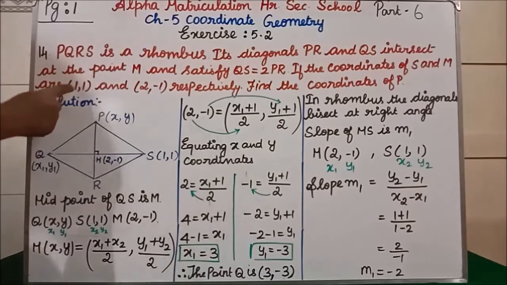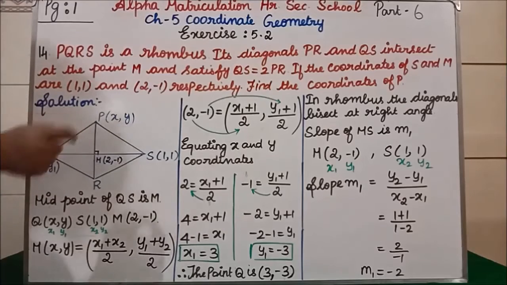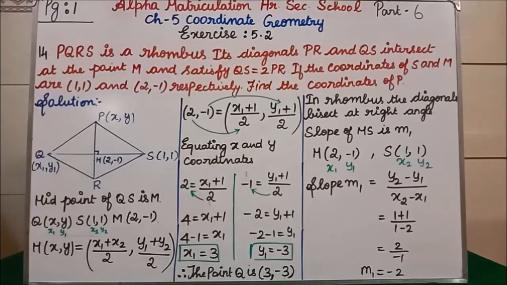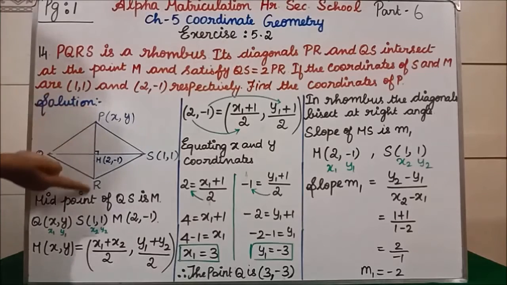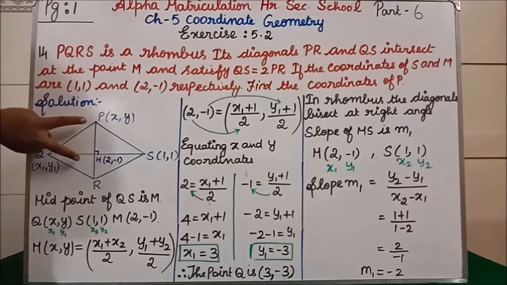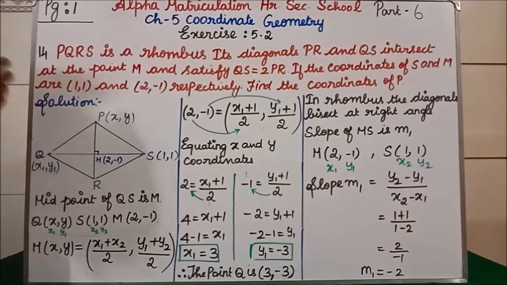1, 1 that is given in the question. Similarly, midpoint means what? M. We all know the diagonals bisect each other in the rhombus. Bisect means it divides into equal parts, and it will be at 90 degrees. So the length PM is the same as MR. Clear? Which means this M will be the midpoint.